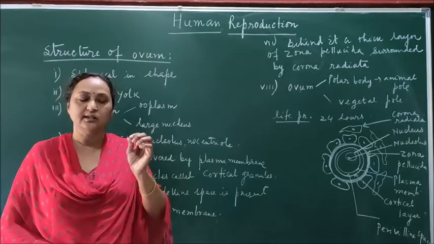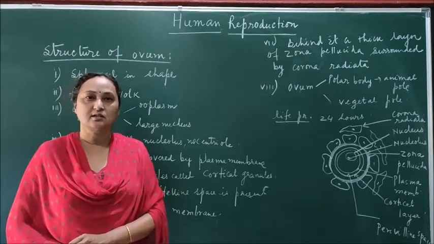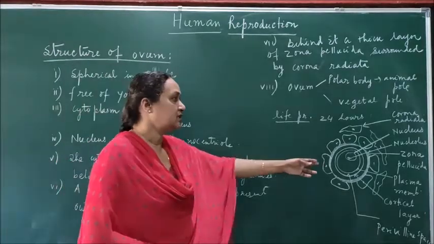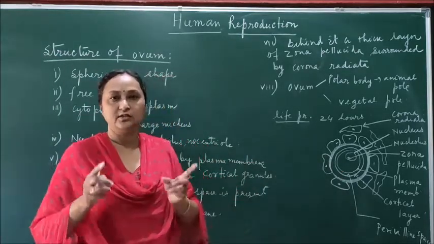So each follicle can produce one ovum. Now we will discuss the structure of the ovum. Ovum is spherical in shape. Now you see the diagram. This is the diagram of the ovum. So it is spherical in shape.